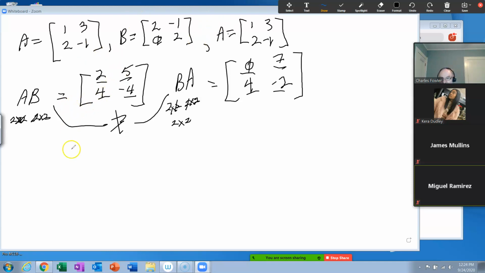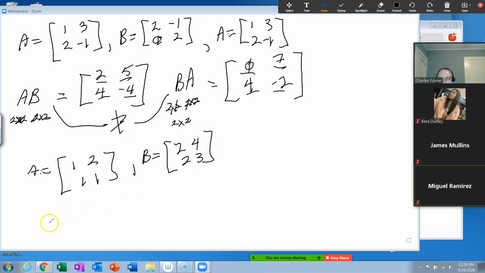Let me see if I can do it down here. Just like before, A in this case, different A, 1, 2, 1, 1. And B is 2, 4, 2, 3. So let's see what AB is. I'm not going to go through all the sizing. We already know it's going to be a 2 by 2.